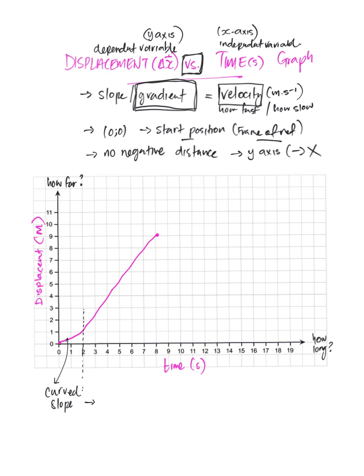So everything that I talk about with the gradient has to deal with speed. How fast am I going? How slow am I going? So if I see a curve here, that means I am accelerating. Remember what we said accelerating was? We're speeding up. That's why I'm seeing a curve.